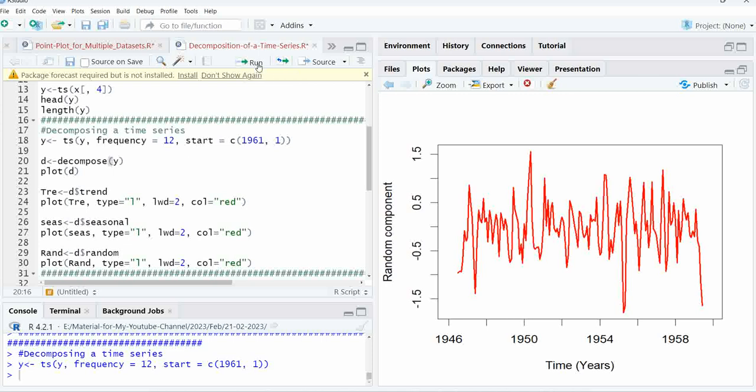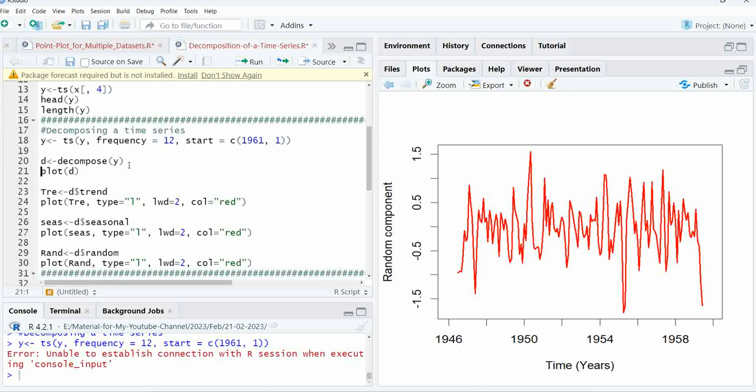So let's do it like this. Okay, and now the data is decomposed. Now I just want to plot D, where the decomposed data is stored.